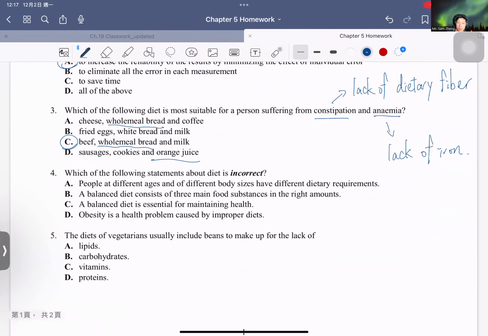Next, which of the following statements about diet is incorrect? Okay, so it is important for us to think of the diet, because diet refers to what we eat, what we intake. When we talk about what we intake, in fact, we are referring to our health, our healthy lifestyles. If you still remember, in fact, 5.2, we are referring to the healthy lifestyles. So normally when we talk about the diet, we are referring to the balanced diet.